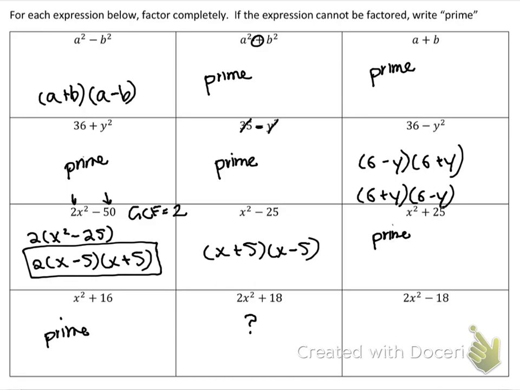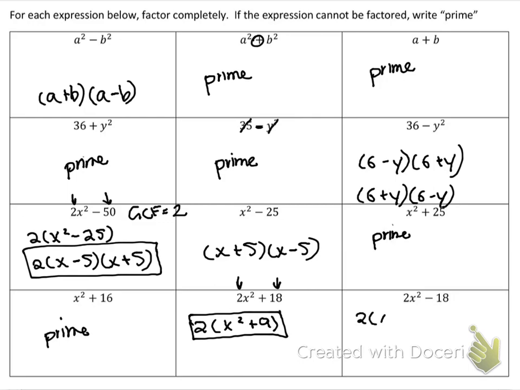Okay. The reason I didn't mark this as prime is, as you might have noticed, this is a 2 and this is an 18. They're both even numbers, so I can factor out the 2. Now, of course, I can't go any further because x squared plus 9 is a sum of squares, not a difference of squares. However, I wouldn't say that this polynomial is prime because I was able to factor it in some way. Let's do the last one.